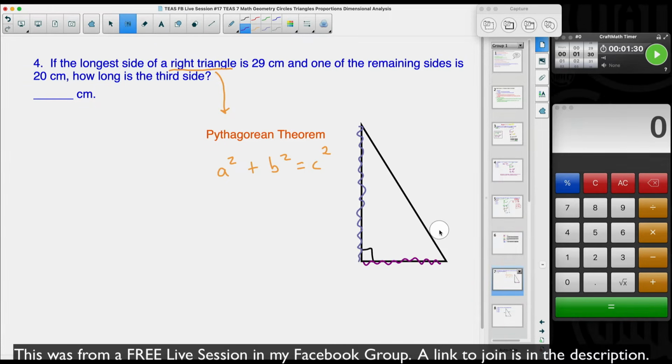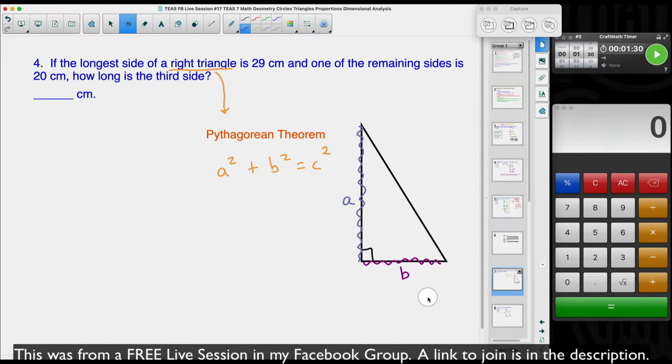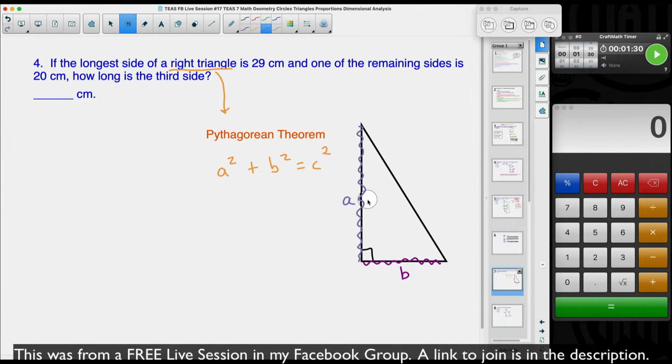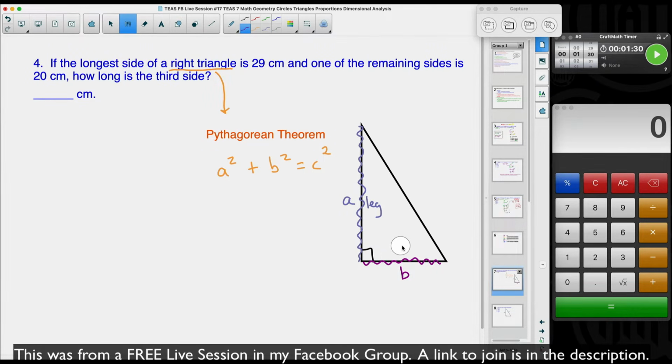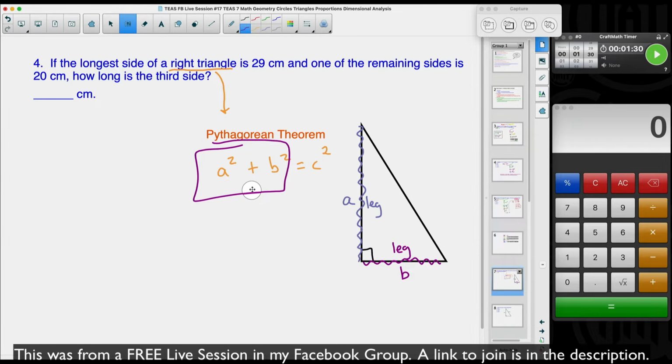Now, it does not matter which one you call A and which one you call B, but one of them will always be A and the other one will always be B for this Pythagorean theorem. Now, they do have another name too, y'all. Sometimes you will hear these referred to as the legs of your right triangle. But what you must remember is that the A and the B, the things on this side of the formula, are the two sides that make the right angle.